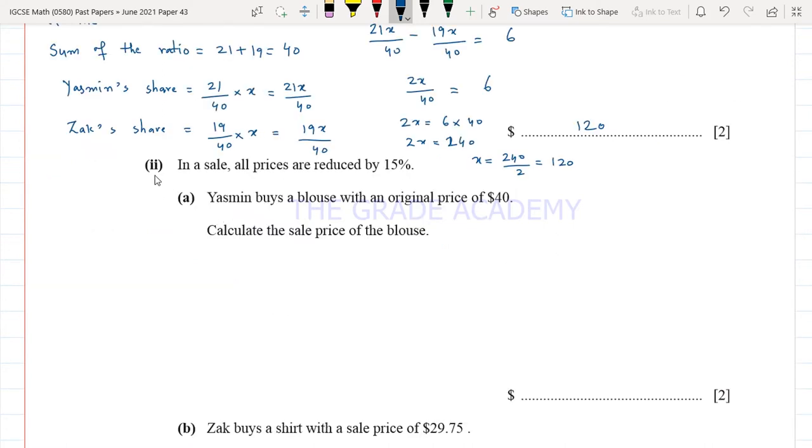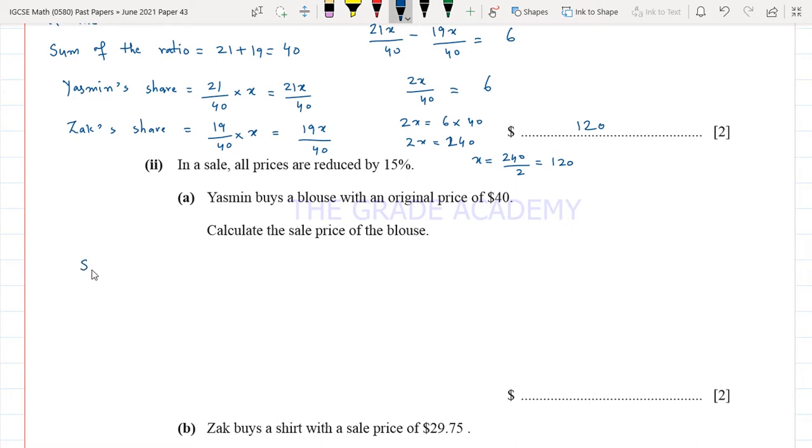Okay, now the second part of the question. In a sale, all prices are reduced by 15%. Yasmin buys a blouse with an original price of $40. Calculate the sale price of the blouse. So here the original price is $40. But in a sale, Yasmin buys it at a price that is reduced by 15%.